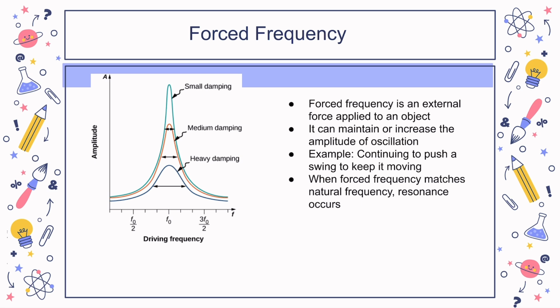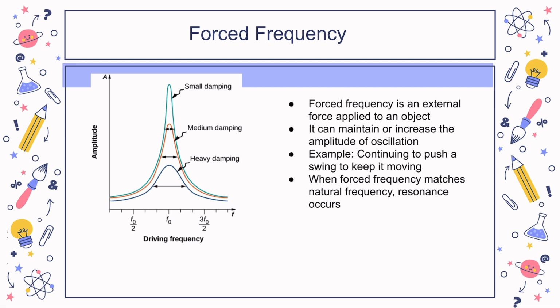So if you look over here in the graph, the green line would be where your forced frequency has matched the natural frequency of the object, and when it matches that natural frequency, you get a large spike in the amplitude.